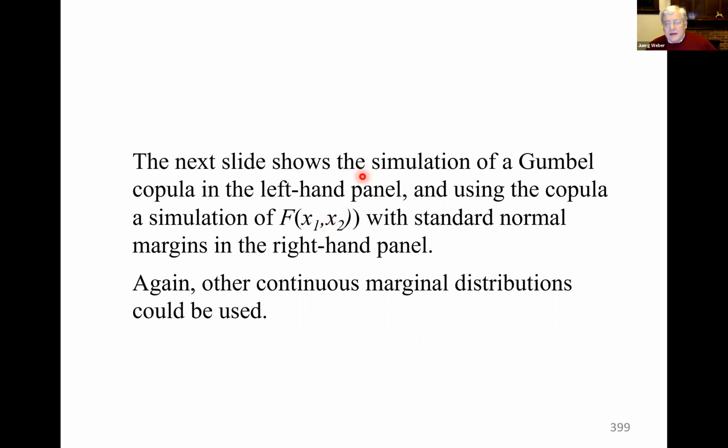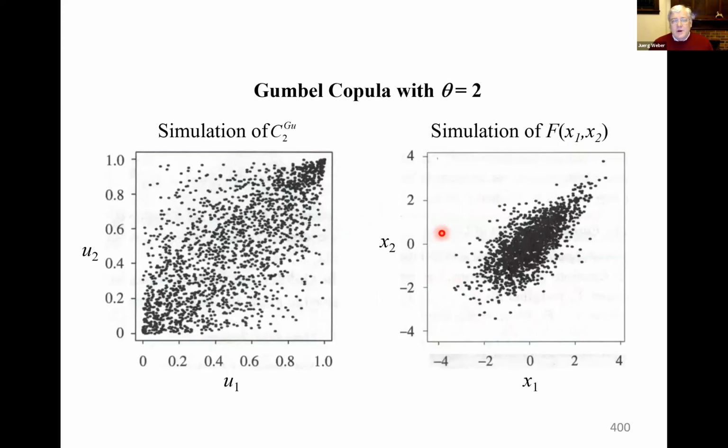Now on the next slide, we show a simulation of the Gumbel copula in the left panel, and on the right, we show the simulation of the original variables X1 and X2. Now we assume we have a Gumbel copula, but the marginal distributions are still normal. And we could also take, as a marginal distribution, a gamma distribution. So here we have those simulations. We assume the parameter of the Gumbel copula equals 2.